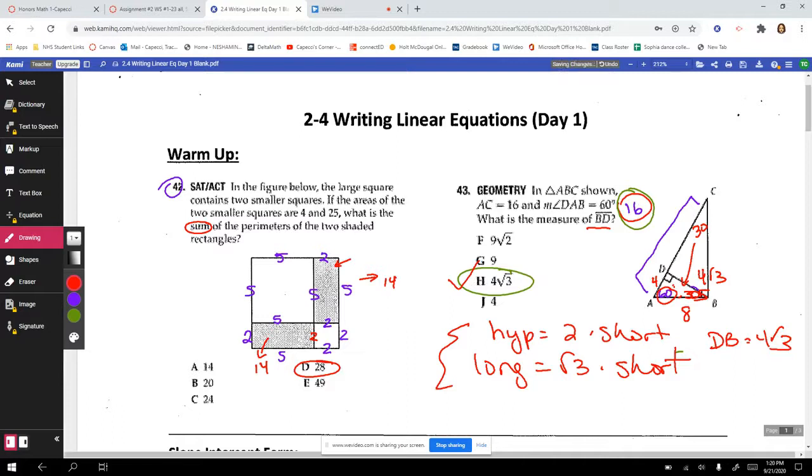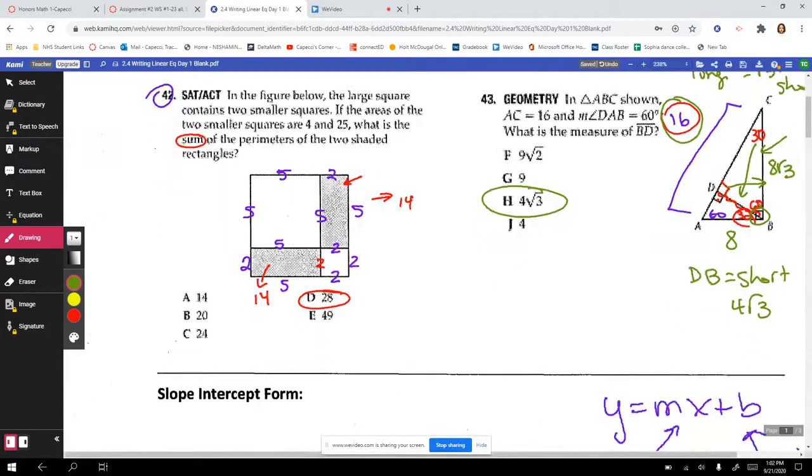So in this case, we had to use the big triangle, and then we had to use a little triangle as well, labeling the angles and the segments as we go. All right, let's get started with our lesson for today.